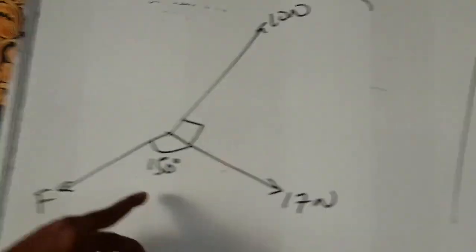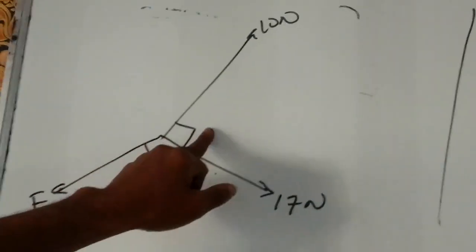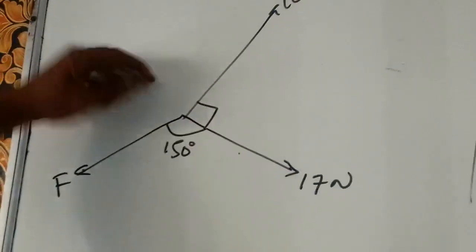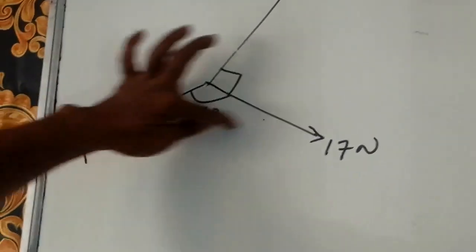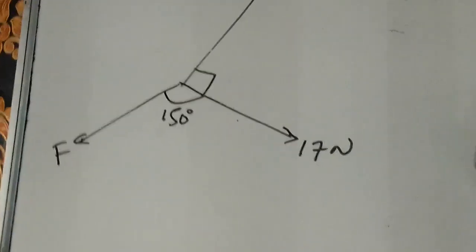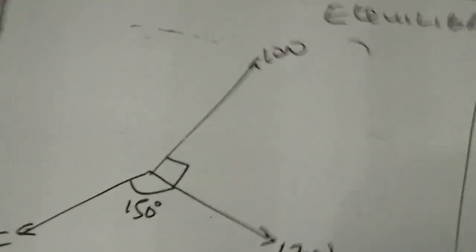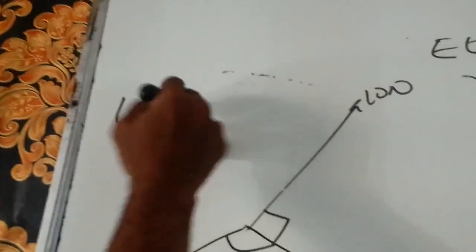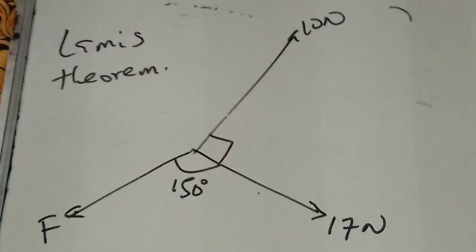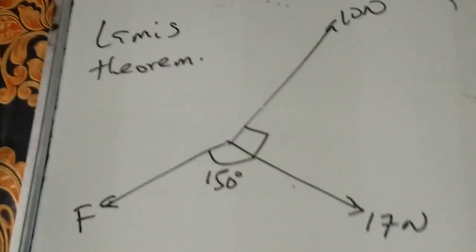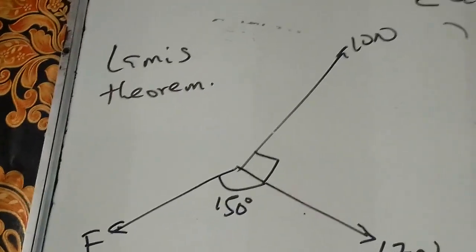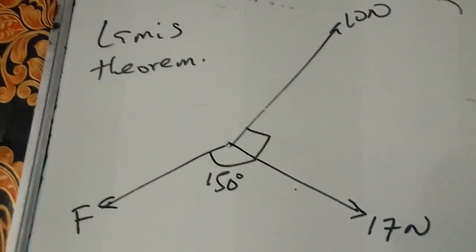You see that we have more than one angle here. There are two angles. We can still find the other angle, because the sum of the angles at a point is 360 degrees. So now, when you have more than one angle, you remember Lami's theorem, which we treated in our previous video. Lami's theorem says that when three forces act at equilibrium, then each force is proportional to the sine of the angle opposite it. So it's more like the sine rule.